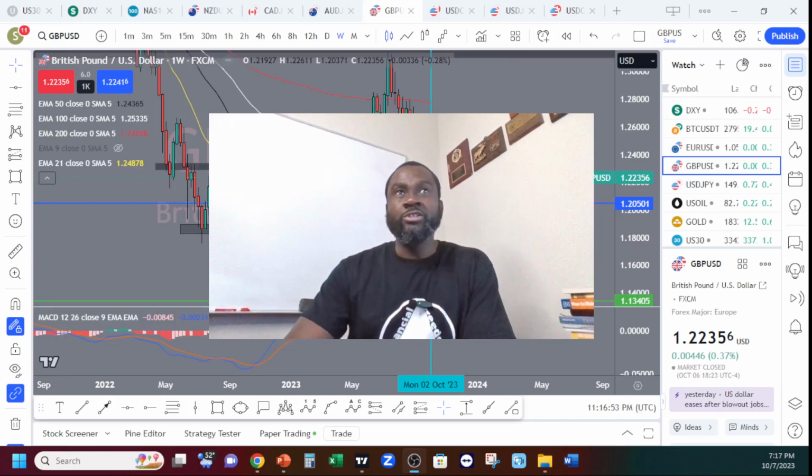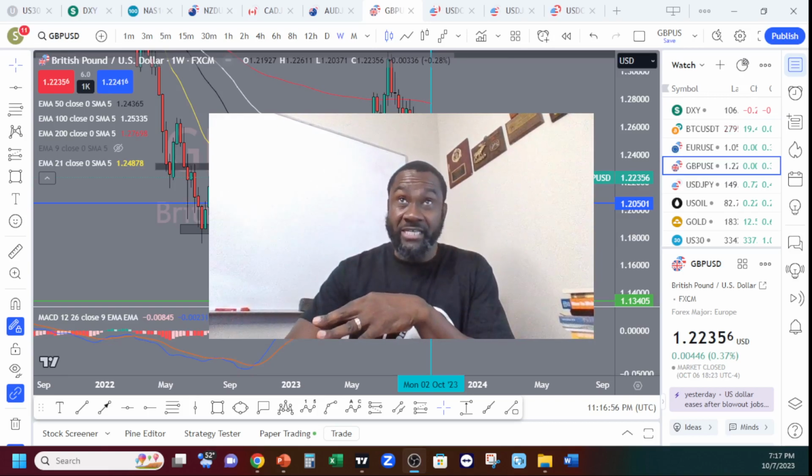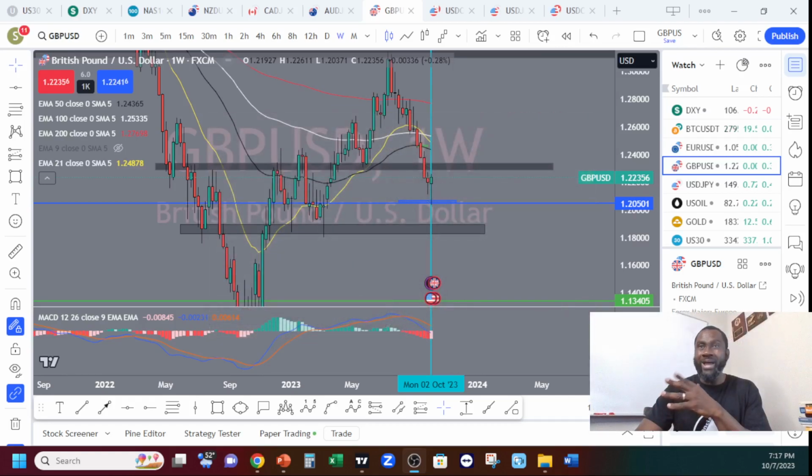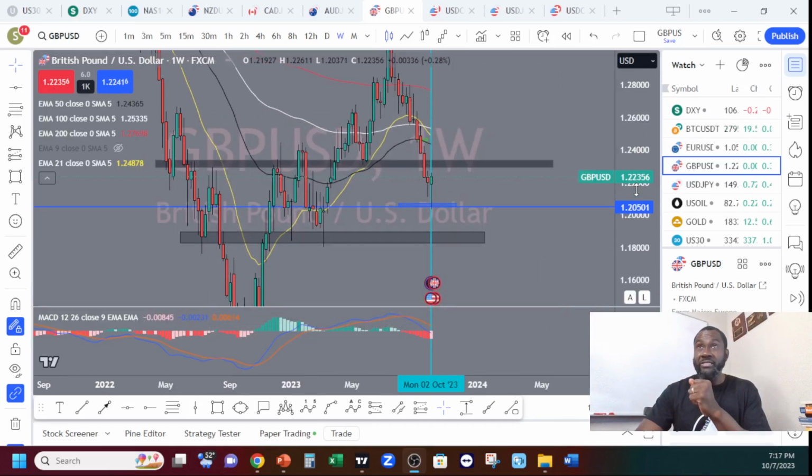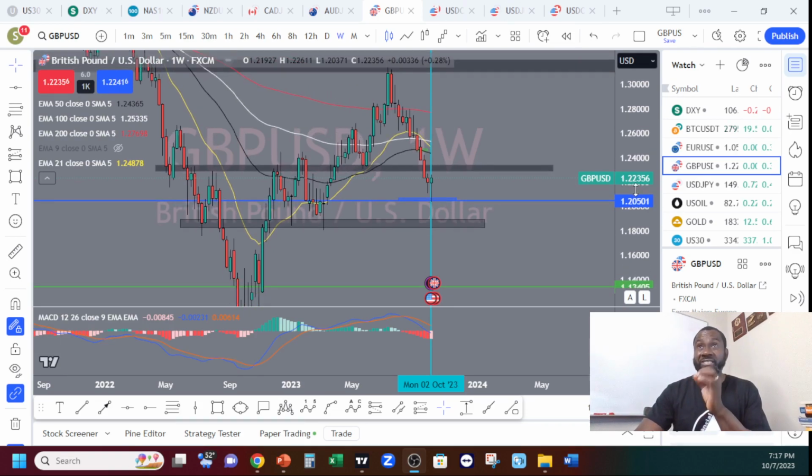So let's look at the GBP/USD, British pound versus the US dollar, to see what happened last week. Here it is. Last week, we see price still in an uptrend. This is what price did: higher high, higher low, higher high, higher low. This is the weekly time frame. So price is still in an uptrend because the uptrend has not broken yet.